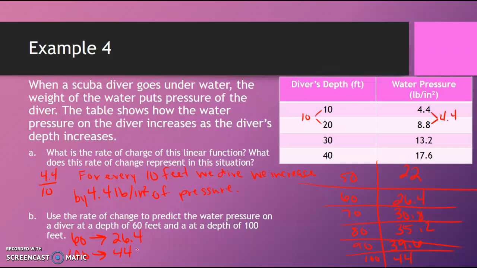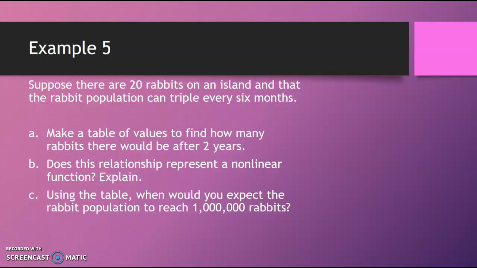And so we just extended our table using the fact that we knew that we add 4.4 to each of our y values for every 10. And so I added 10 to each of these, and I added 4.4 to each of my y's. So now let's move on to example 5. So suppose there are 20 rabbits on an island and that the rabbit population can triple every 6 months. So we're going to make a table of values to find how many rabbits there would be after 2 years.